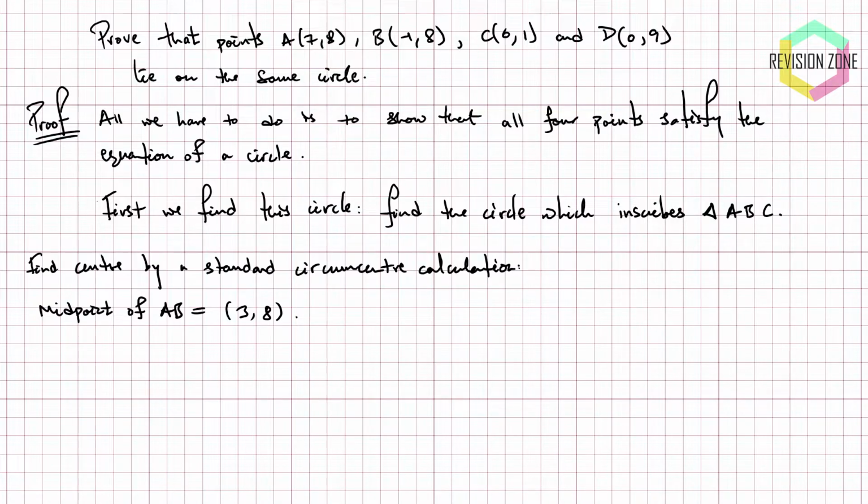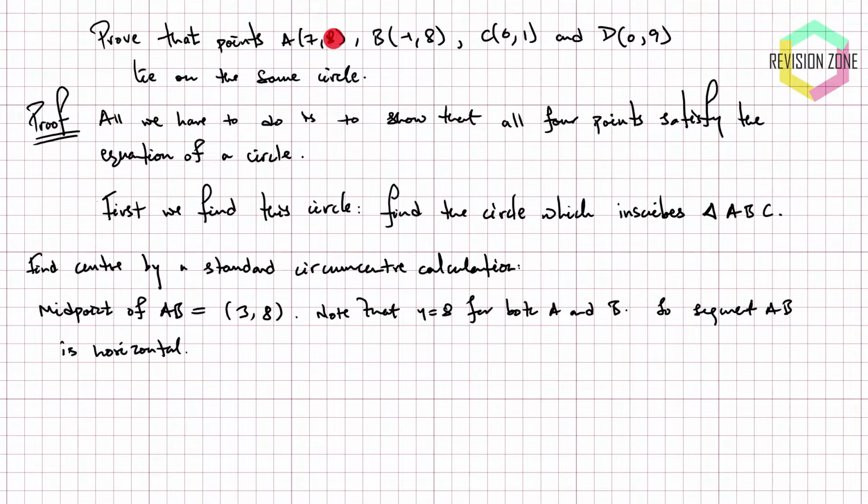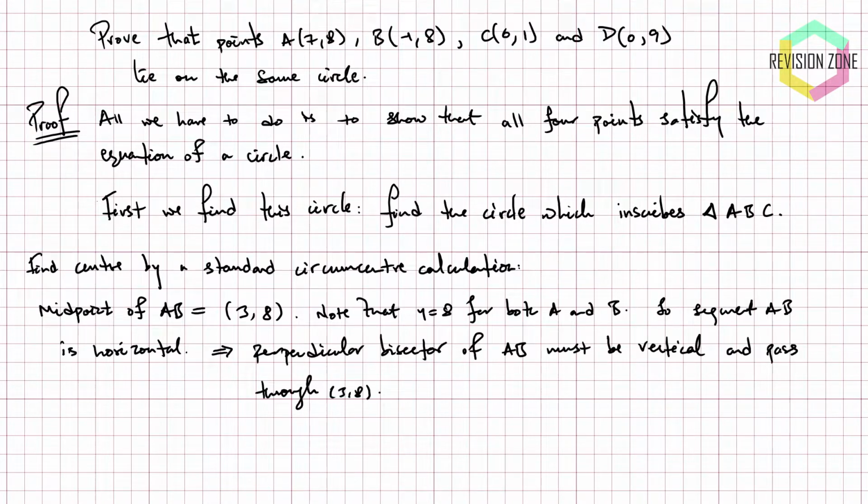Now we need a gradient of the perpendicular to the segment AB. But if you think about the segment AB, it has y equals 8 in each case, which means the segment AB has to be a horizontal segment, which means the perpendicular to AB has to be a vertical segment. And I want a perpendicular bisector of AB, which means I want something that's perpendicular to AB and passes through the midpoint. So I want a vertical line which passes through the point. The line has to be x equals 3. Okay, it's a vertical line and it passes through this point here.